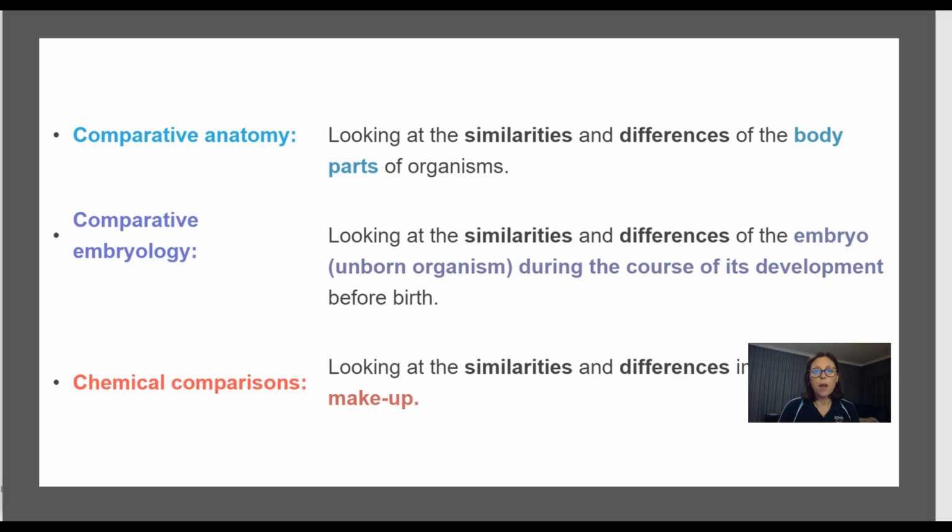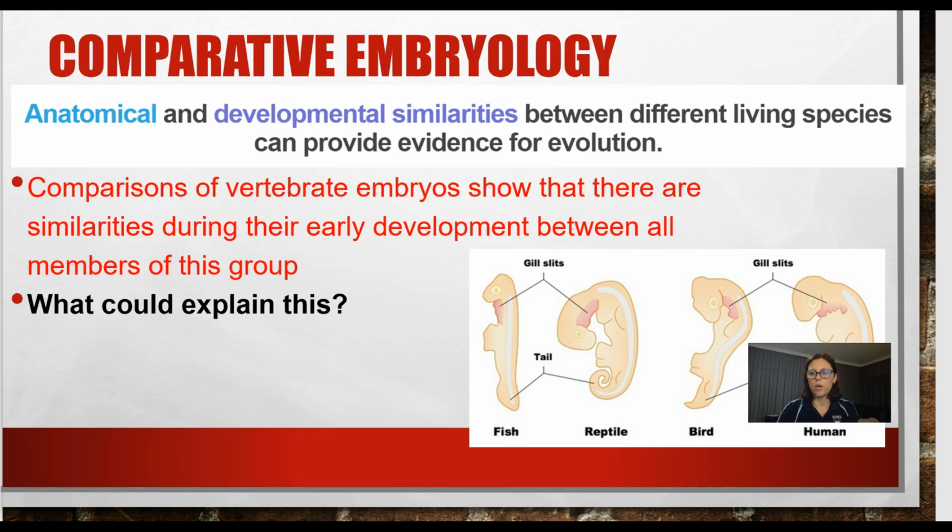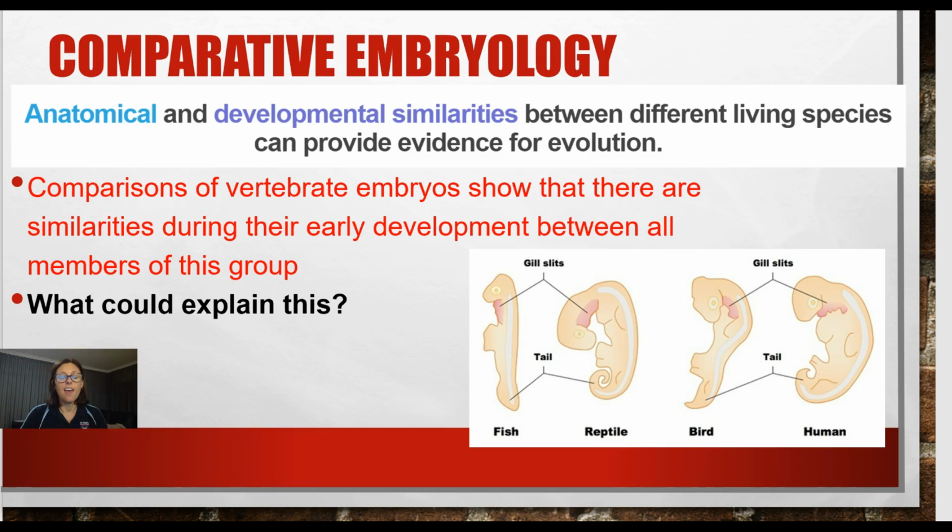So comparative anatomy, that's when we're going to be looking at similarities and differences of body parts. Our embryology, again, similarities and differences at the embryonic stage. And then there's the chemical differences such as our DNA. So I'll just move me again. Let's look at the first one, which is comparative embryology.